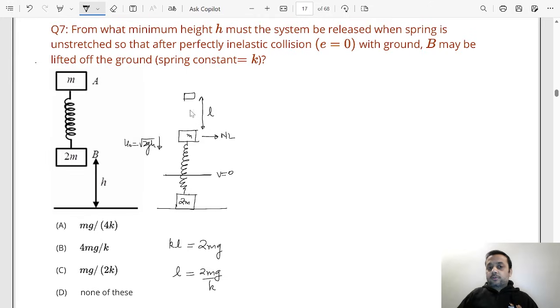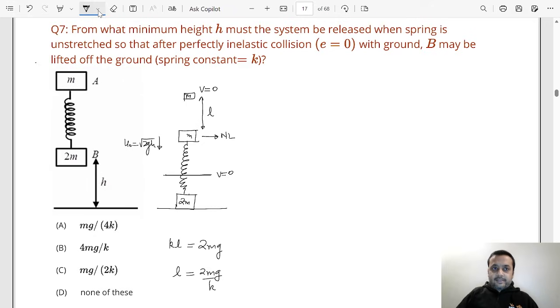So let's say m stops after reaching the maximum height. Here the velocity of m will again become zero. In this situation 2m will experience a force of 2mg in the upward direction. So we can say kl should be equal to 2mg, so l should be 2mg by k. That means this block should stop when the extension has at least become 2mg by k, right?